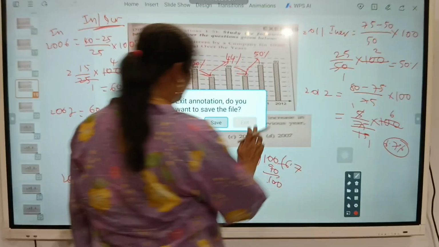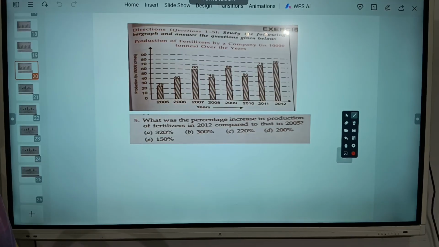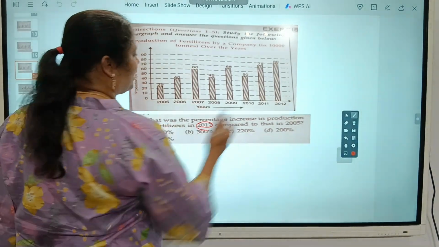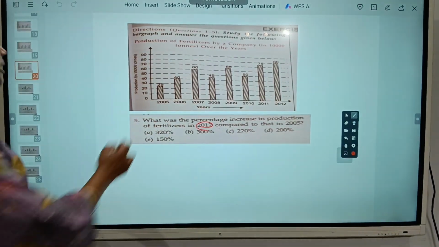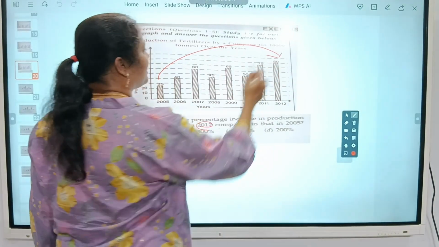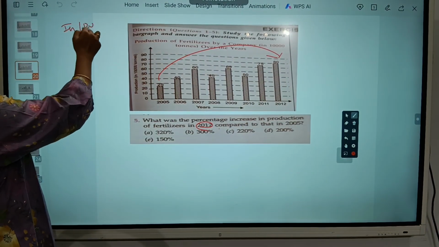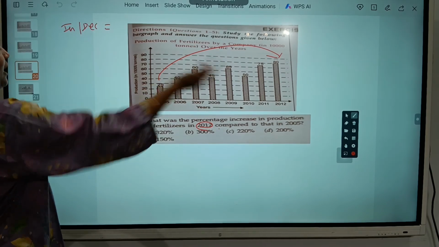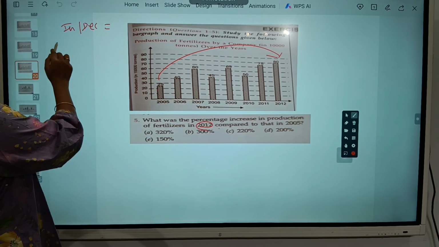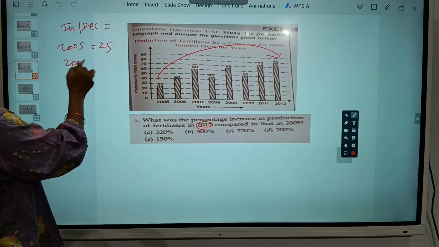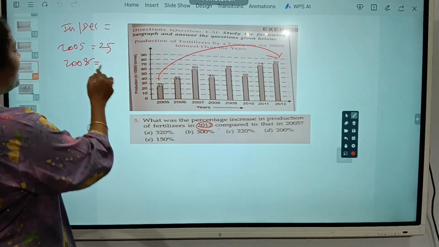Now we will move to another question of this graph. What was the percentage increase in production of fertilizers in 2012 compared to that of 2005? Means from 2005 to 2012, we have to find the increase or decrease here. In 2005, the production of fertilizers is 25. In 2012, the production of fertilizers is 80.